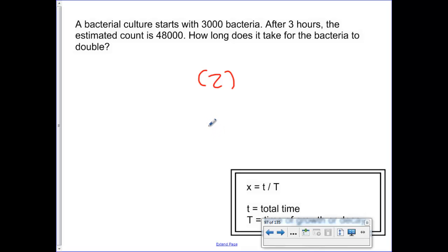Okay, another question. If the bacteria started with 3,000, would that not be the y-intercept?